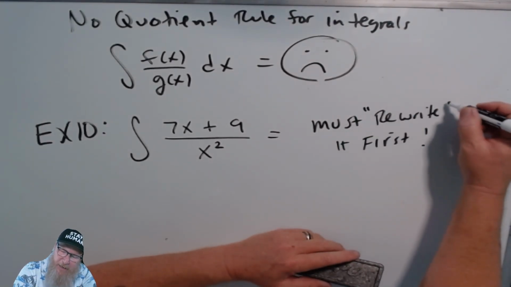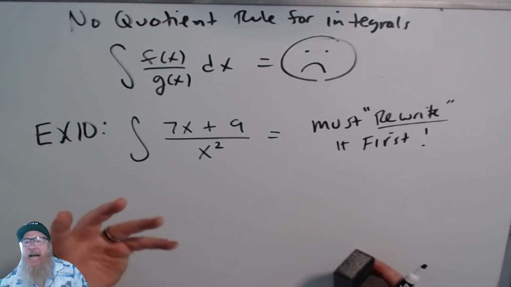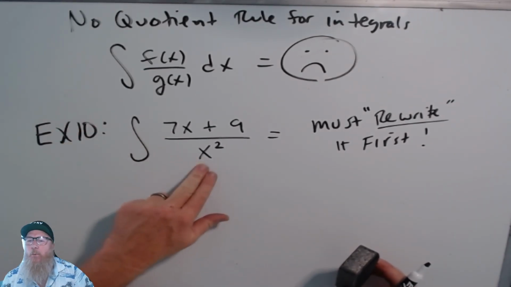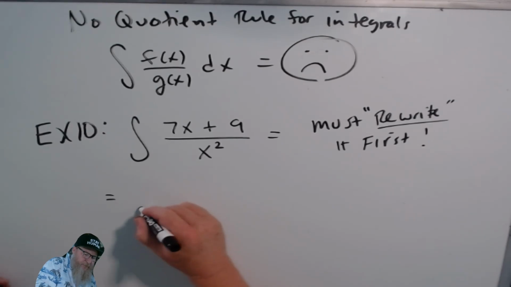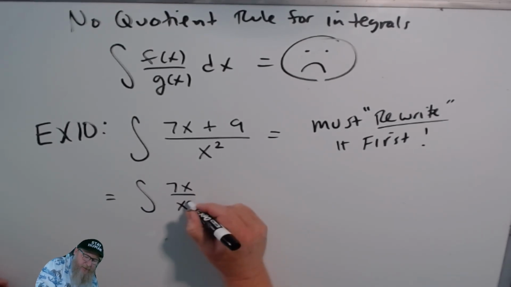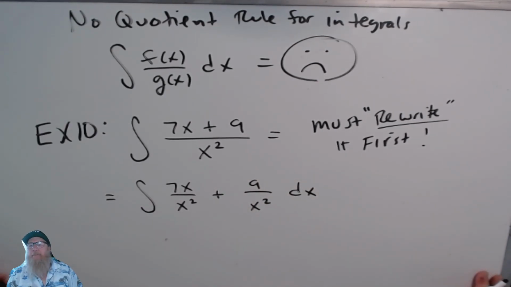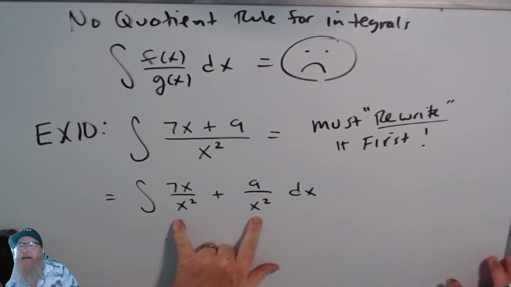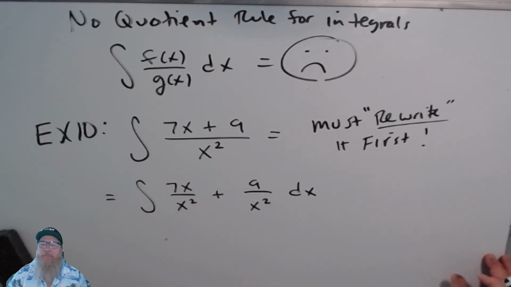So again, I'll put the words rewrite in quotes. We don't always rewrite them in the same fashion. It depends on the type of problem. This is again binomial on top and monomial on the bottom. So one term on the bottom, two terms on the top. So the way we're going to do it is by separation. Like that. In other words, if the denominator only has one term, then you can separate into two individual terms. Each one of them has the same denominator, x squared, and handle them separately.